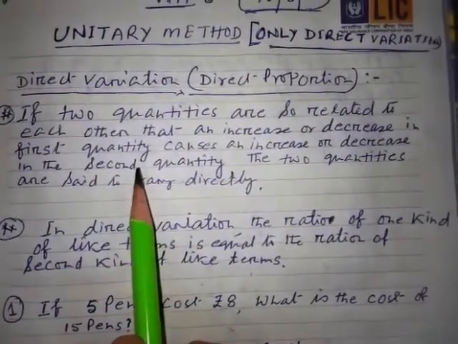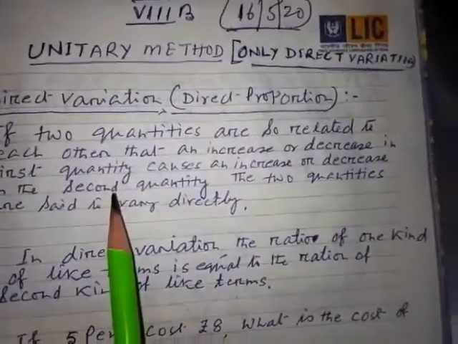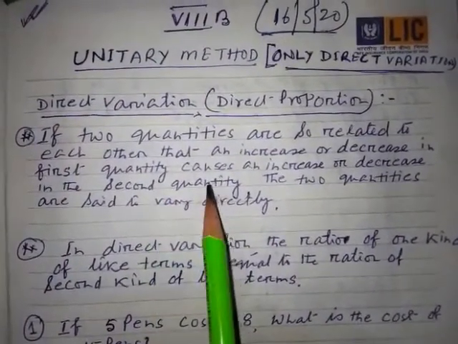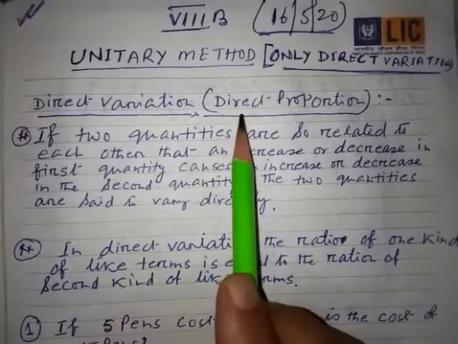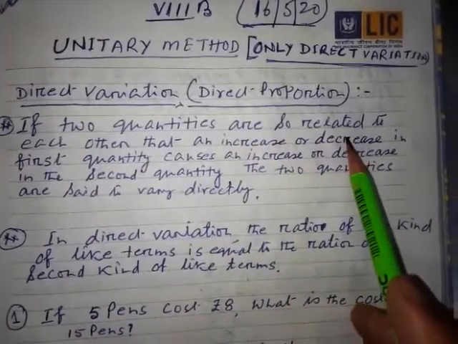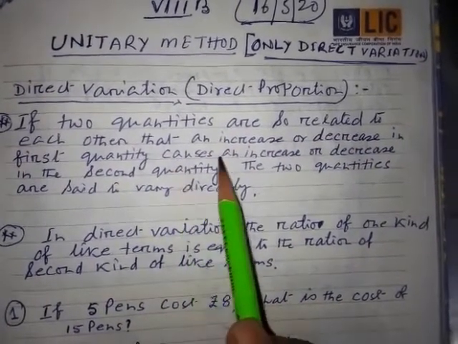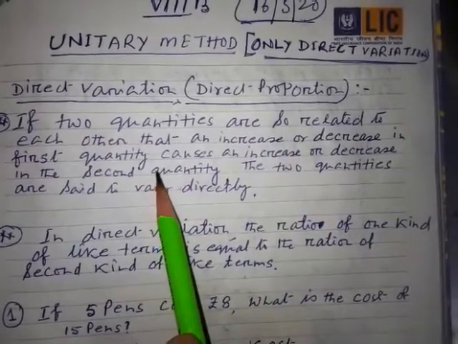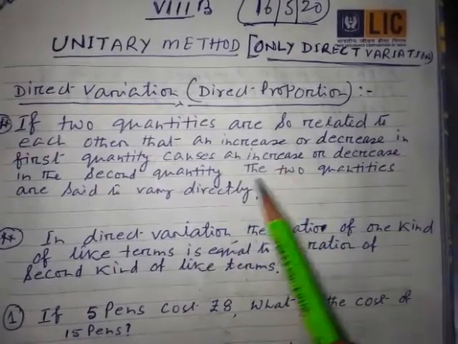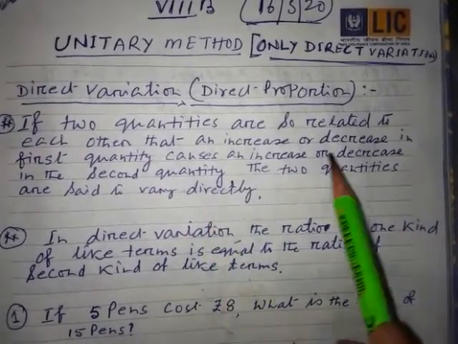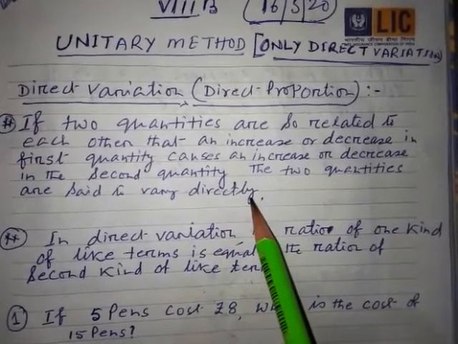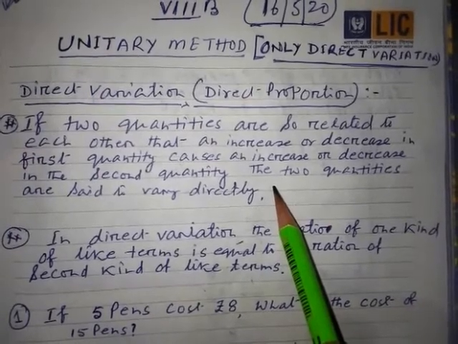Like whenever I took your class, you must be noticing there are some key things I always mention on the board. Similarly here also I am using this copy as a board to make it very clear to you. I have written direct variation or direct proportion. What have I written here? If two quantities are so related to each other that an increase or decrease in the first quantity causes an increase or decrease in the second quantity, the quantities are said to vary directly. Like I told you, when one quantity decreases, the value is decreased.